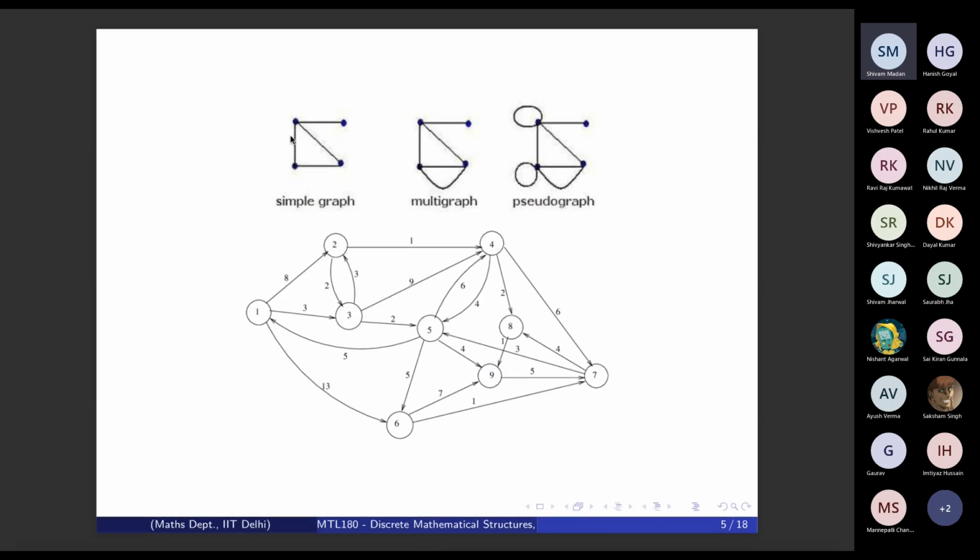For an example here, what is the degree of this vertex? 3, right? 1, 2, 3. What is the degree of this vertex? 1. And what is the degree of this vertex? Can you say that? 5. 1, 2, 3, 4, 5. And what is this vertex? Again it is 5. 1, 2, 3, 4, 5. You just see locally. This is called a degree.